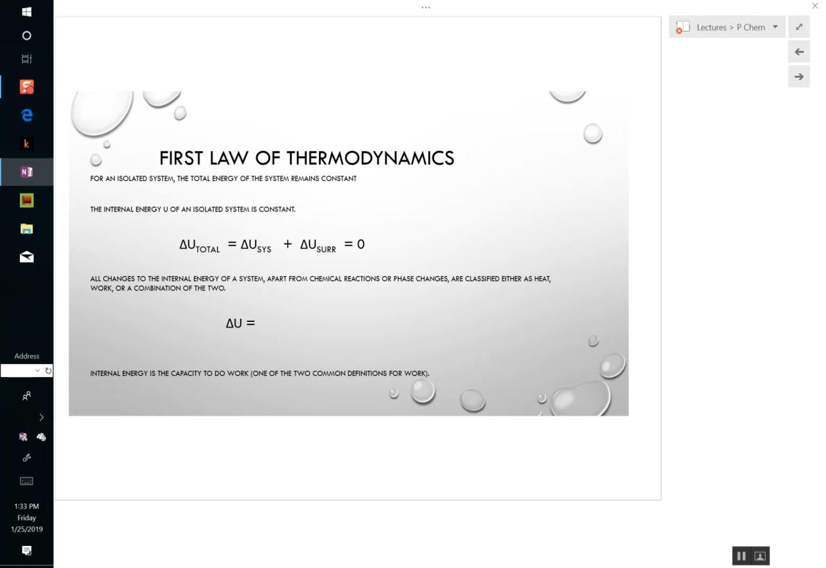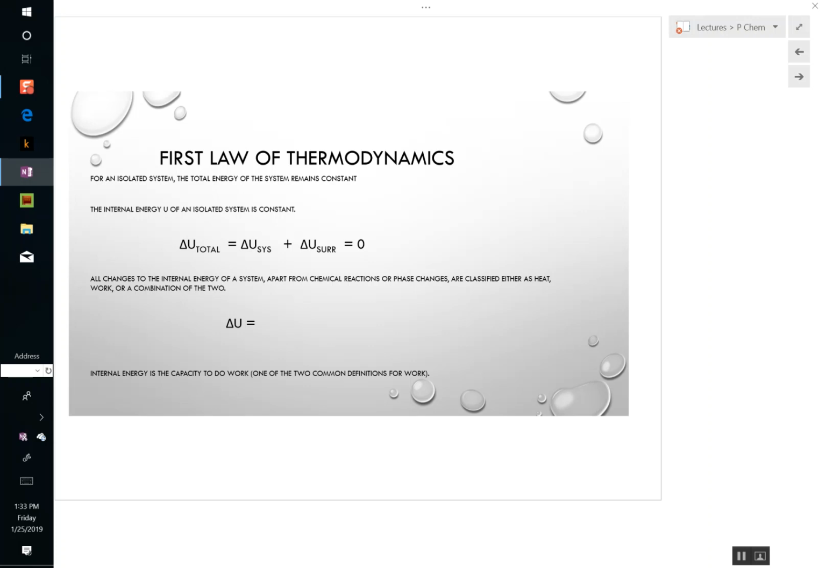Okay, the first law. We've got the 0th law related to temperature. First law of thermodynamics: total energy of the system remains constant. Just restated another way, the internal energy U of an isolated system is constant. So in any universe, any total system you're looking at, the change in internal energy of the system plus the change in the internal energy of the surroundings, those things have to equal 0.